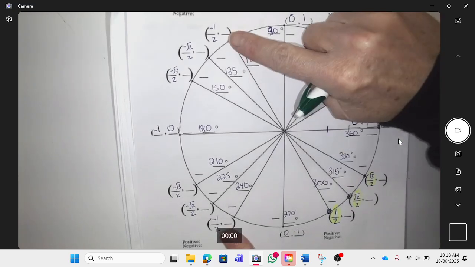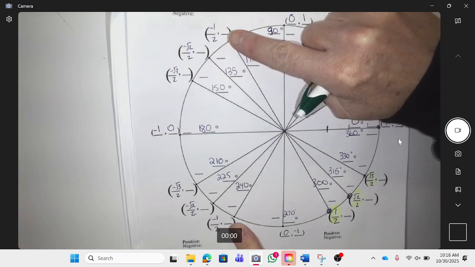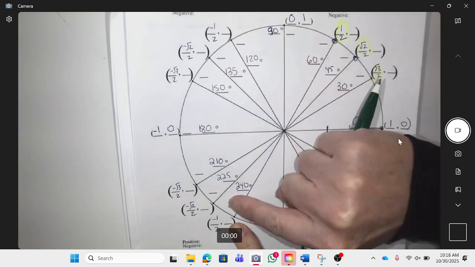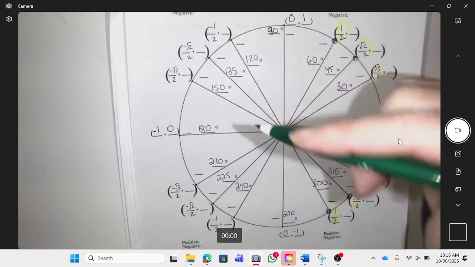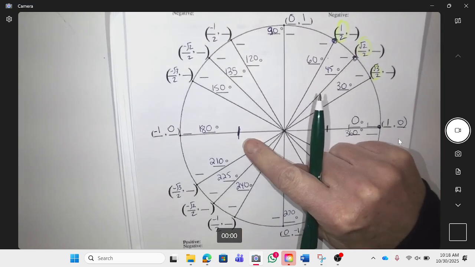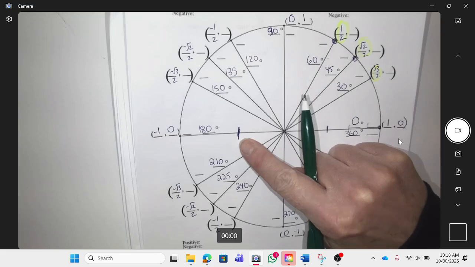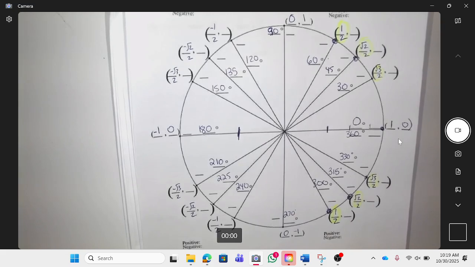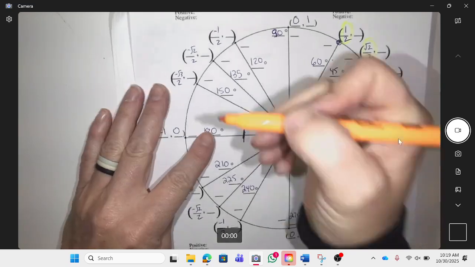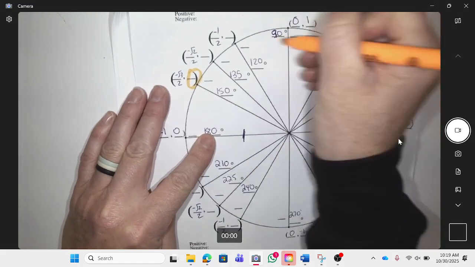So remember the partnerships, like these two are the same x values, right? If I could place them on the x-axis, they both have a negative 1/2. Okay? Then we just do the same thing with the y. So what does that look like? Now I'm going to do it like this with my fingers.